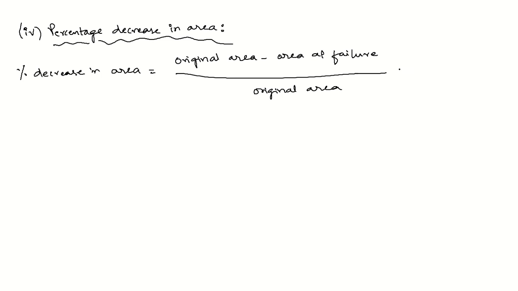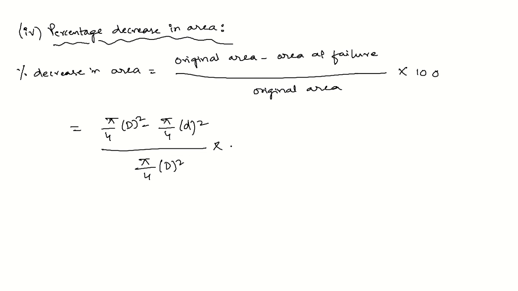Because you may ask me, why are we doing this area of failure? Because at area of failure, what will happen? The area will decrease, no? So original area minus area of failure by original area into 100 will give you the value of percentage decrease. So what was our original area? Pi by 4 D square was the original area. Area of failure is pi by 4 of small d square. I have shown a clear differentiation between capital D square and small d square, into 100.